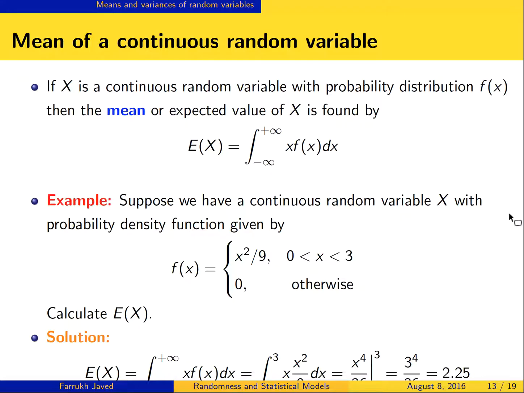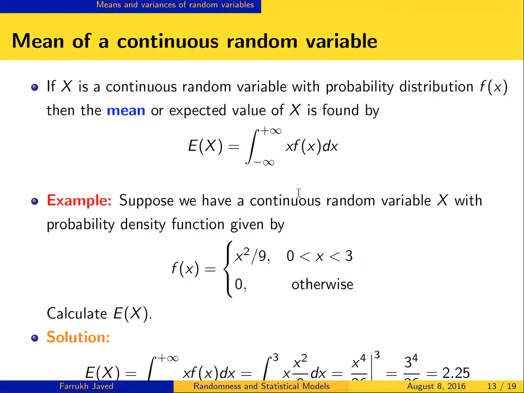And for the mean of a continuous random variable, the idea is exactly the same, but since it's continuous, instead of a sum we use integration, and instead of probabilities we use the probability distribution function. So we multiply each outcome with its probability distribution function and then we integrate over the range.